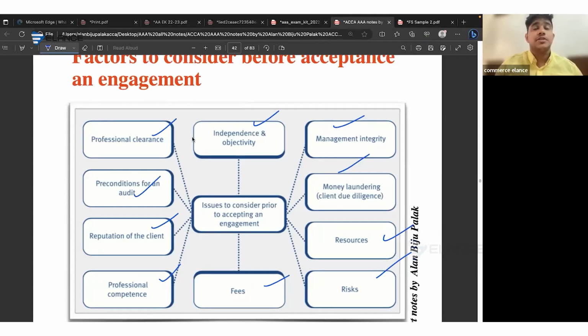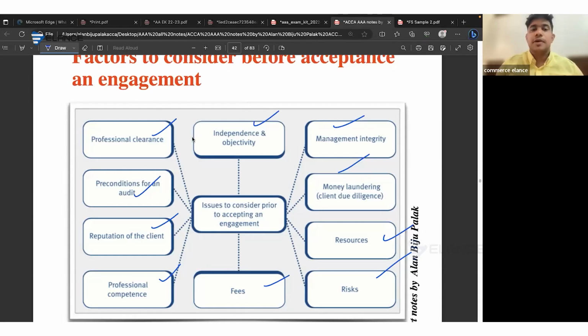You have to consider the reputation of the client, whether the reputation of the client is affected. Say, for example, if the client is involved in any sort of litigation or issues, then automatically the audit firm's reputation will also be affected. Consider that. Preconditions for the audit and professional clearance should be used specifically for the audit engagement. Professional clearance means communication with the prior year auditor. So we need to know why the prior year auditor has declined the engagement or resigned from the engagement. If it is due to any financial reporting related matters, then we cannot continue with the engagement. We have to consider whether there are any factors that affect the independence and objectivity of the auditor, or any factor that might be affecting the management's integrity, or any factors which create money laundering issues.